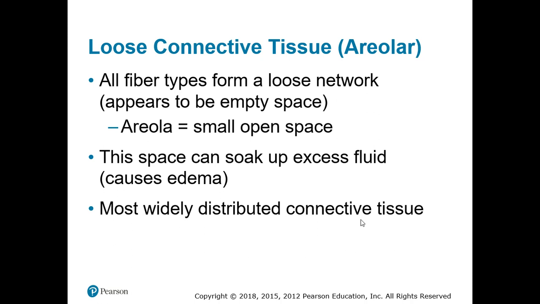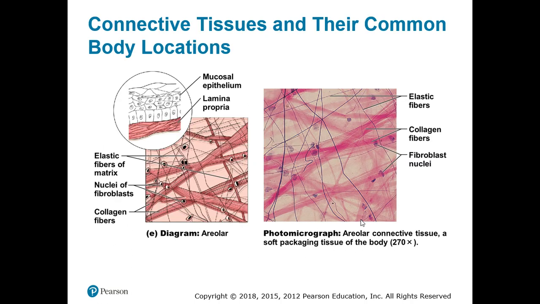This is where whenever you have different swelling in your body and you get something called edema, which is excess fluid, it's going to be located oftentimes in these types of tissues. Now, this is the most widely distributed connective tissue as well. Here's a good example of what it's going to look like. Notice that it does look like little cobwebs. There's strings everywhere, and there's a ton of open space.